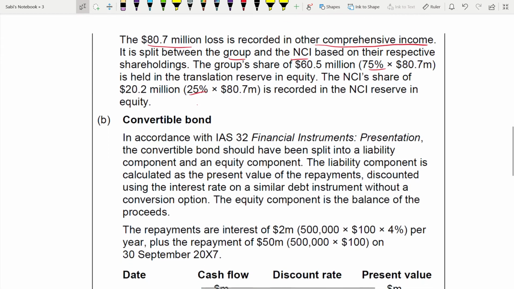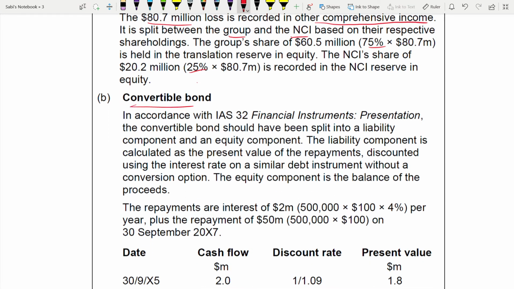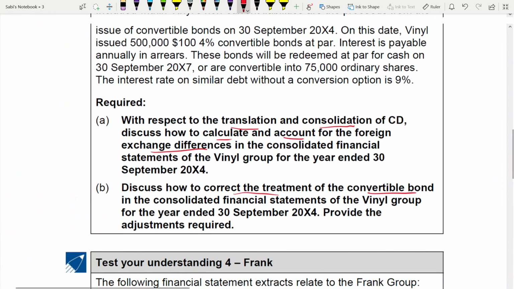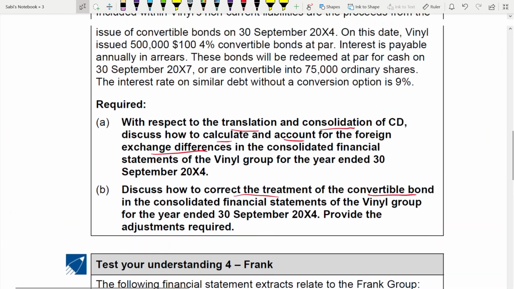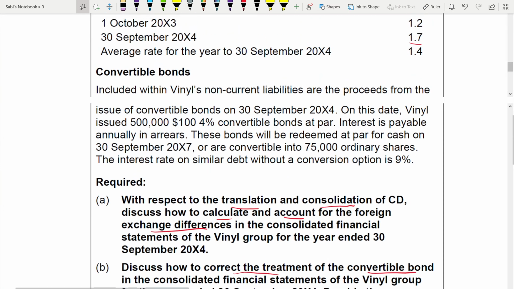Now we are coming to part B, convertible bond. The moment students see this word convertible, I don't know what happens to them. They are like, oh my god, this is a very difficult concept. It's not at all difficult, it's the easiest. So we'll read. Under the non-current liabilities are the proceeds from the issue of convertible bond. Convertible bond means a bond debt you can convert later to equity.